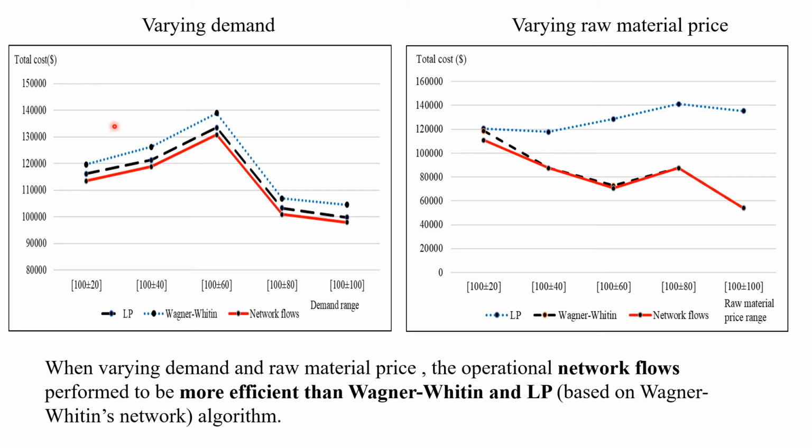This slide shows the comparison of algorithm performance when varying demand and raw material price. Network flow is more efficient than Wagner-Whitin and LP based on the Wagner-Whitin network algorithm. Red lines are the performance of network flow. Dark lines are the performance of LP based on the Wagner-Whitin network. Blue lines are the performance of the Wagner-Whitin algorithm.